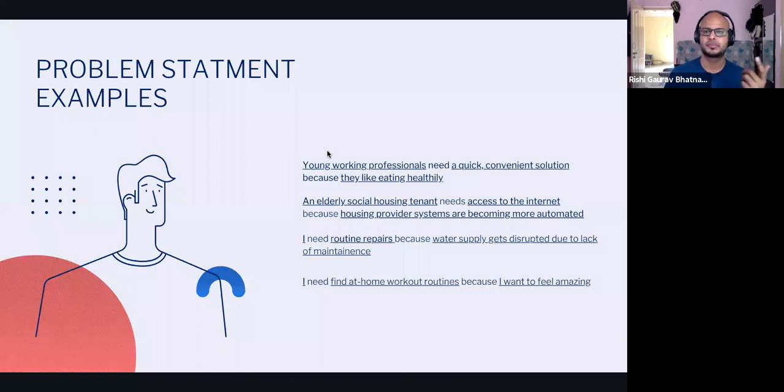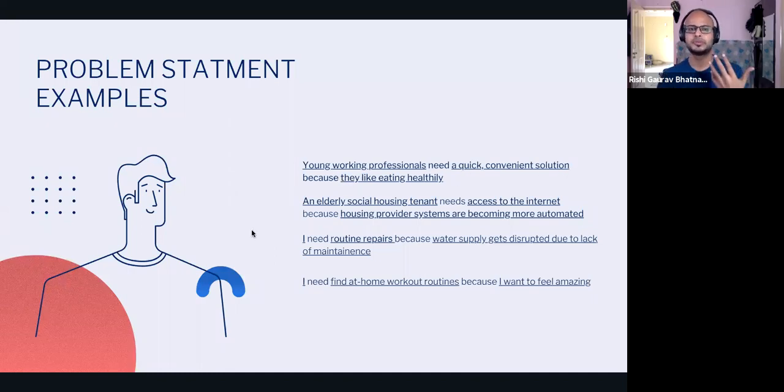Another example is the young working professional that I spoke to you about. Because the insight there was lack of time, young working professionals need a quick and convenient solution, which is solving for the lack of time, because they like eating healthily. What is their ideal world? They want to eat healthy. Why weren't they able to? Because they had lack of time. They couldn't cook. They were eating out all the time. So what do they need? They need a quick, convenient solution so that they can eat healthy.